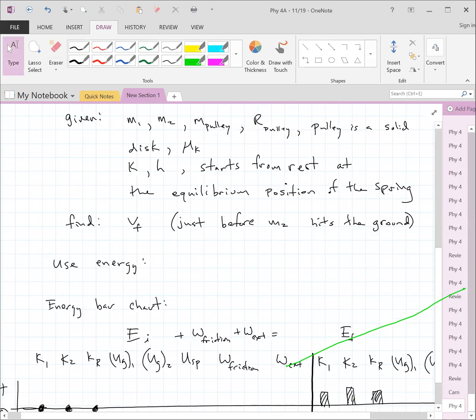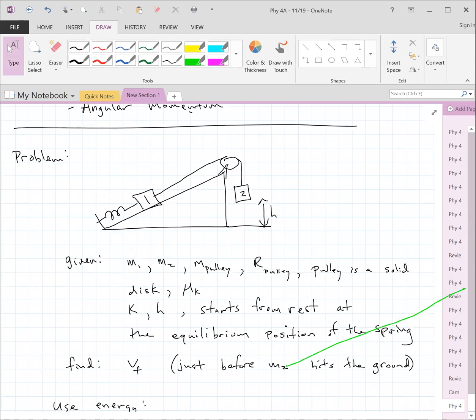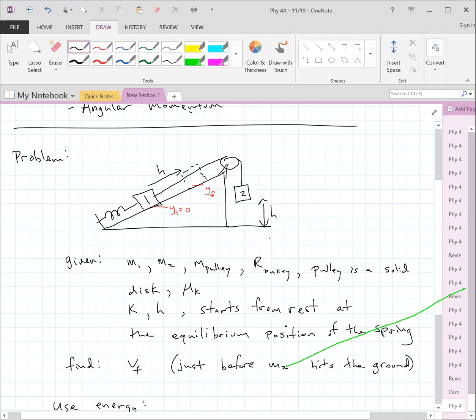Does mass 1 move up or down during the time this problem takes place? Yes, mass 1 moves up. So I'm going to call the lowest point in the problem 0, and then at some later time, it has a final y value that's more than the initial y value. It's gone up, right? It's moved by a distance h up the incline, and box 2 goes down by a distance h.